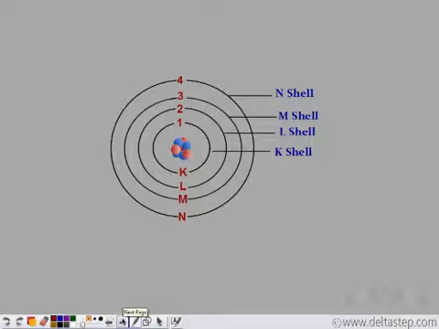If you remember the names that are given to the shells, the first shell is known as the K shell. It can have a maximum of 2 electrons. The second shell, known as the L shell, can have a maximum of 8 electrons. The M shell can have 18, N 32, and so on.